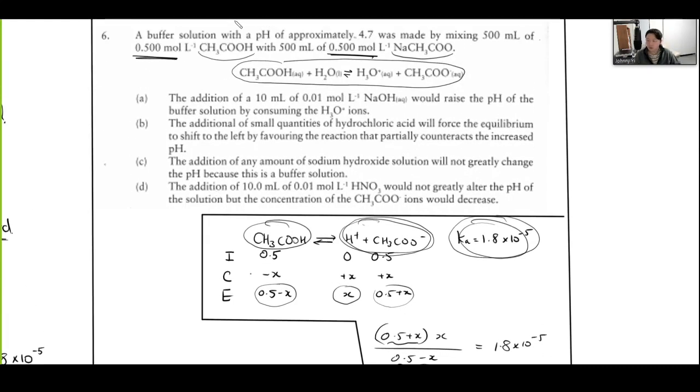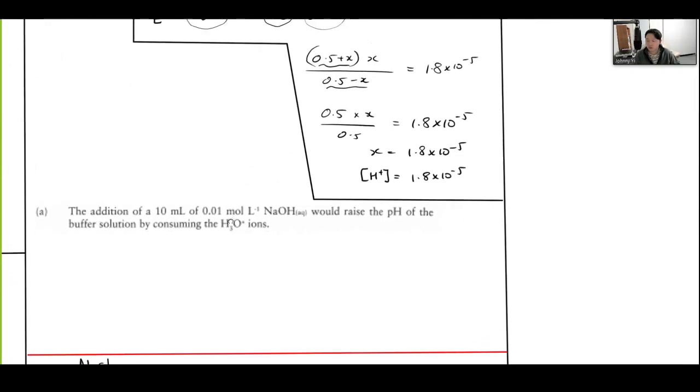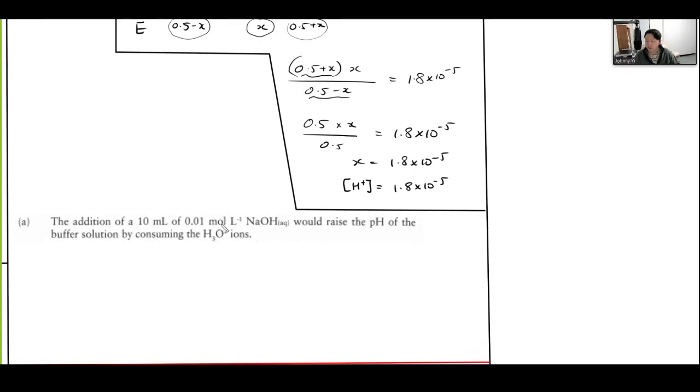Now, here's your buffer solution. You have an equal amount of the acid and the weak conjugate base. Now the first question: the addition of 10 ml of this much mole per liter of sodium hydroxide would raise the pH of the buffer solution by consuming the hydrogen ions. Well, that's right. If you add the base, then of course the pH would go up, but not so much in this case, right?